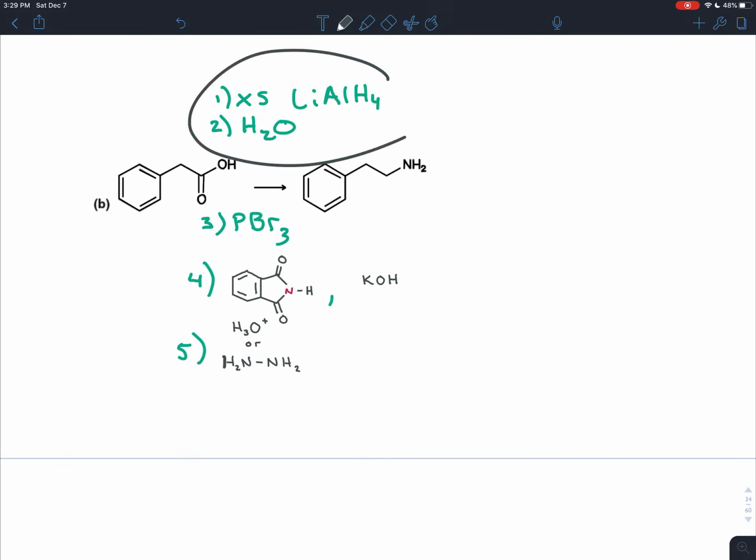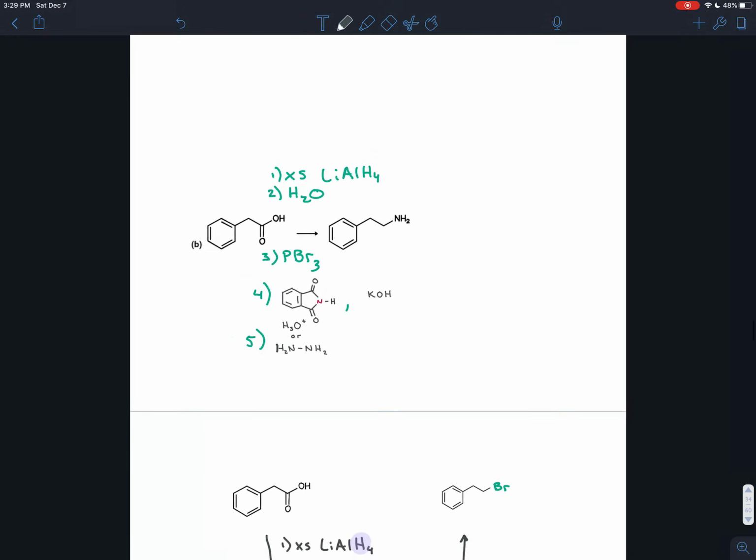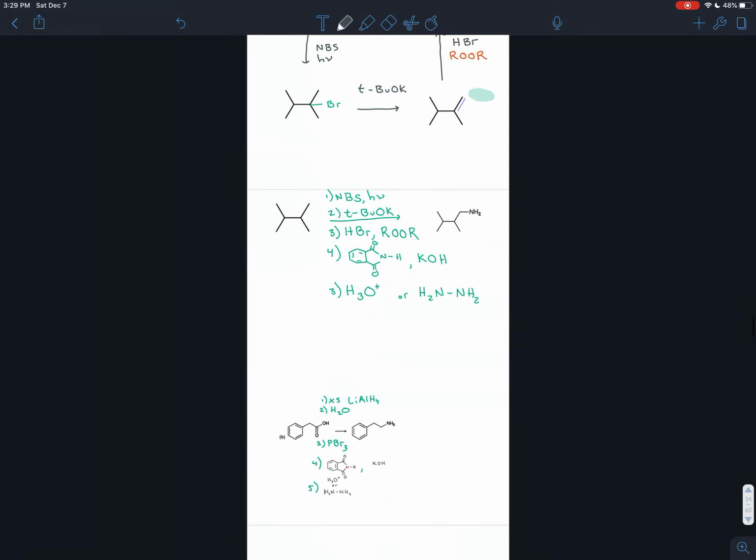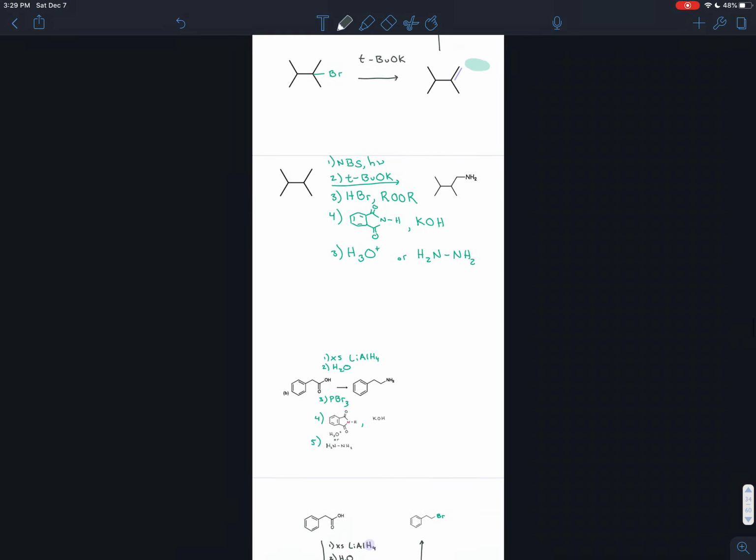So we reduce it to the alcohol in these two steps. We change the alcohol into an alkyl halide in this third step. And the fourth and fifth steps are the Gabriel synthesis that turns the alkyl halide into a primary amine. So in these examples, we've explored a couple ways that you can include the Gabriel synthesis in multi-step syntheses that are based on the reactions that you've learned in the last year, in the last 2 semesters in your organic chemistry course.